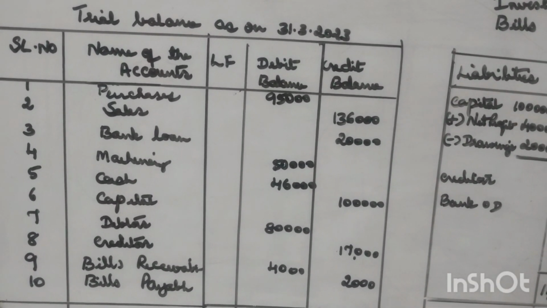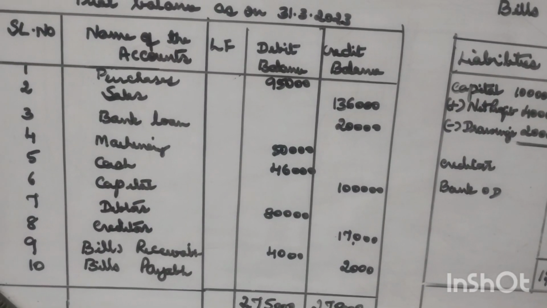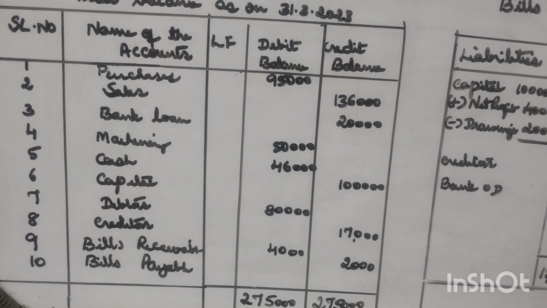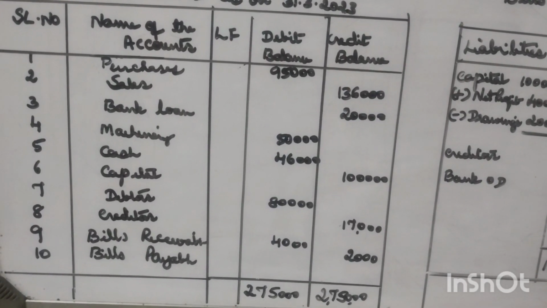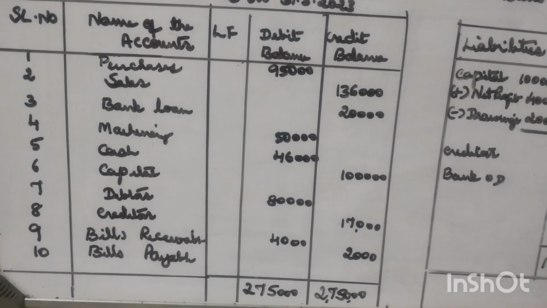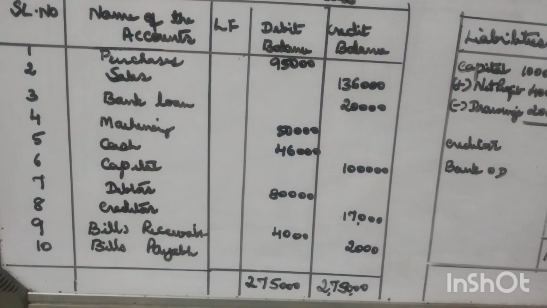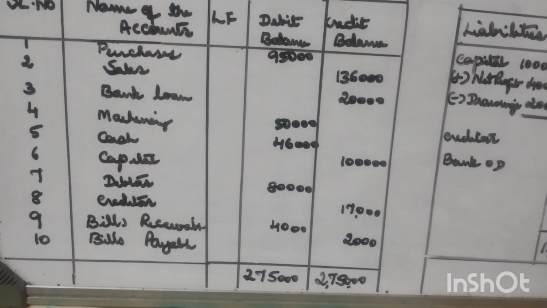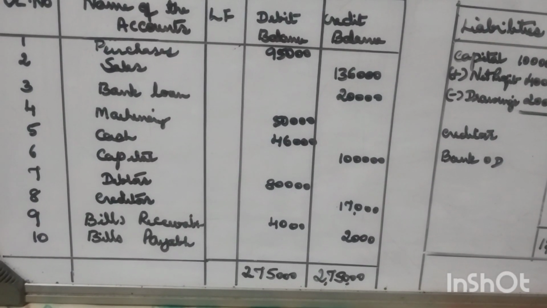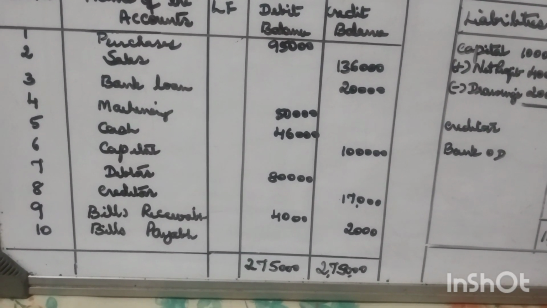Sales, revenue, 1,36,000, that has to be credited. Bank loan, liability, credit, 20,000. Machinery, asset, debit, 50,000. Cash is a current asset, debit, 46,000. Capital, credit with 1 lakh. Debtors, that is a current asset, 80,000, that must be debited. Creditors, 17,000, that is a liability.